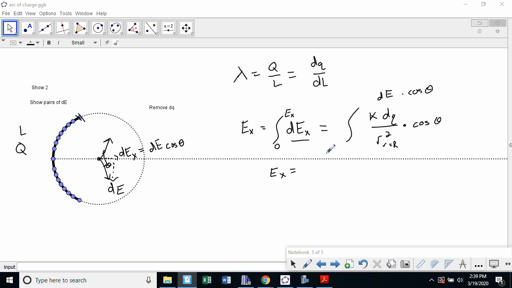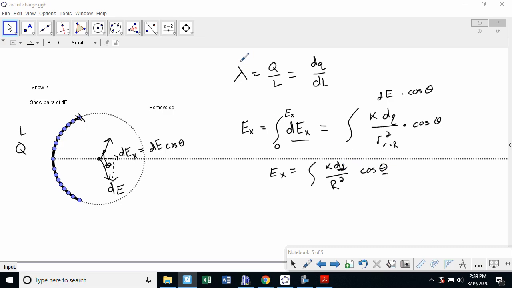E in the x direction is just the integral of k dq all over capital R squared, which is a constant, times the cosine of theta. So we want to check our two rules for integrating. Firstly, each of our variables is attached to a small factor, so the first rule is satisfied. But when I go to the second rule, is each variable attached to the correct small factor? And you notice I have a problem here because there's a theta and a dq.